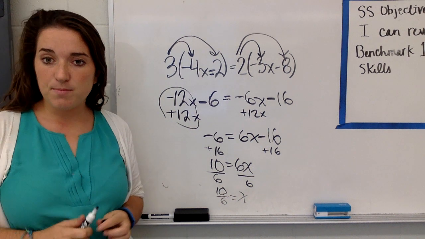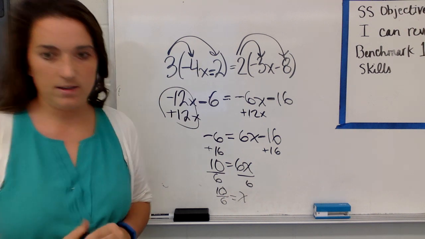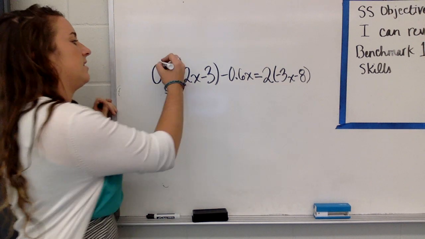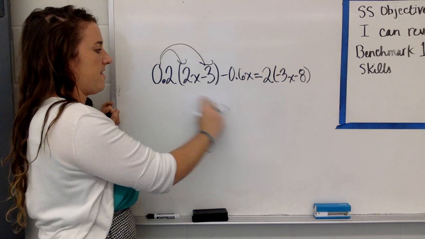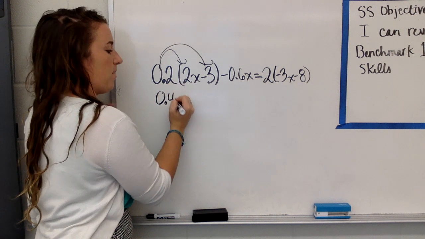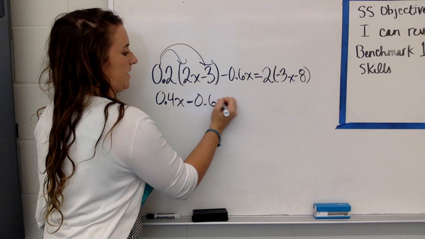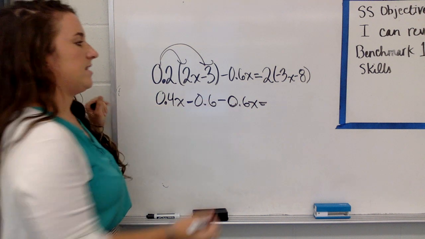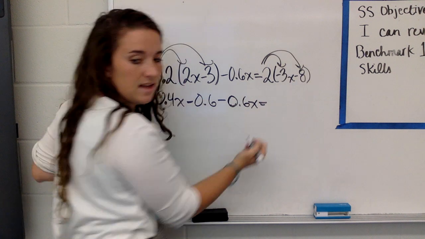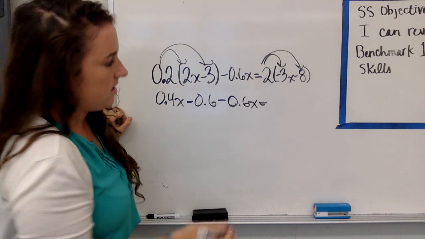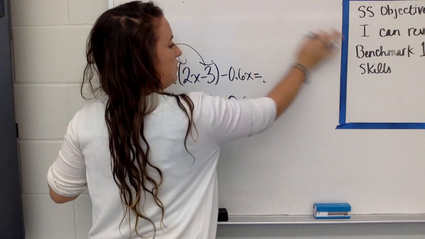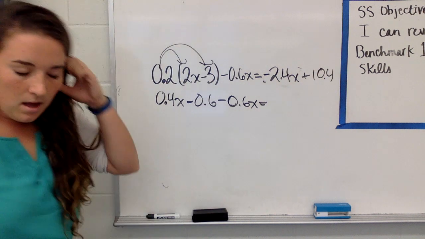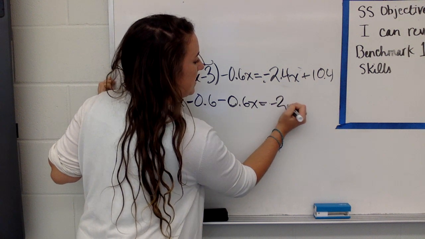Now try the challenge problem independently, and then we'll go over it together. All right, our challenge problem. We can simplify both sides. Need to multiply this to start. You'll end up with 0.4x minus 0.6 minus 0.6x equals. On this side, you can distribute as well. Oops, I wrote this wrong. So this is actually just negative 2.4x plus 10.4. Okay, so this is just rewritten as the same thing.